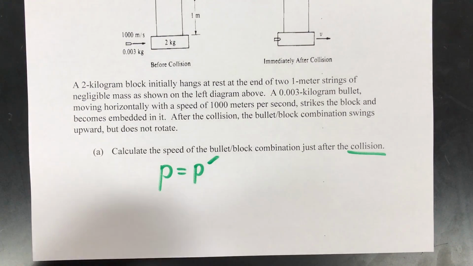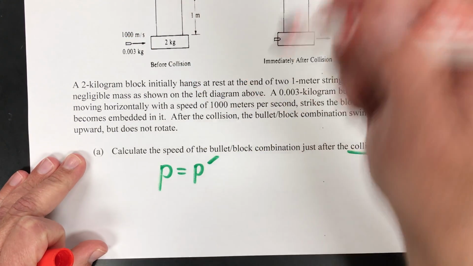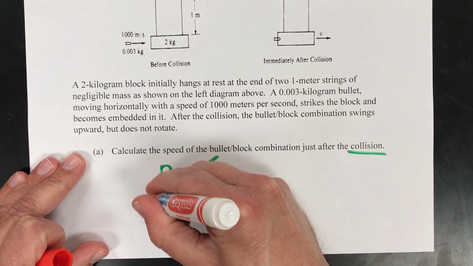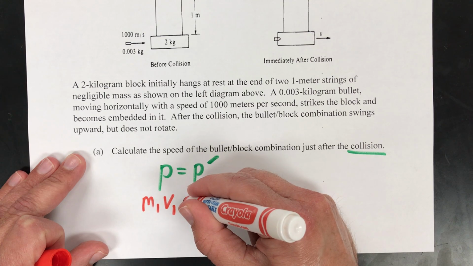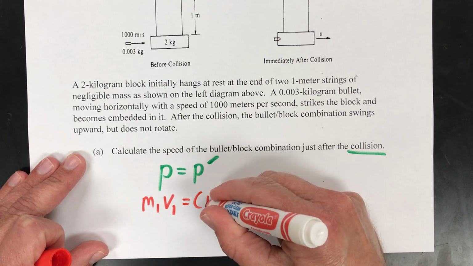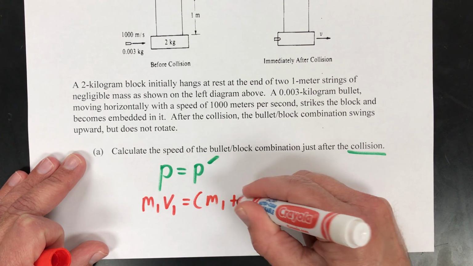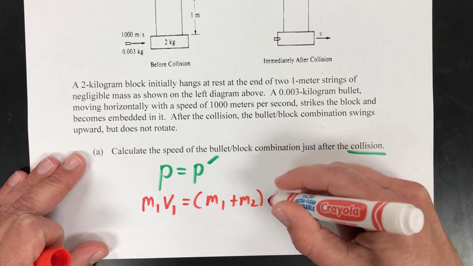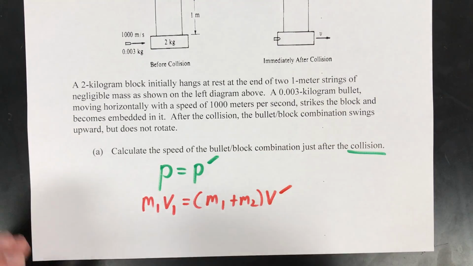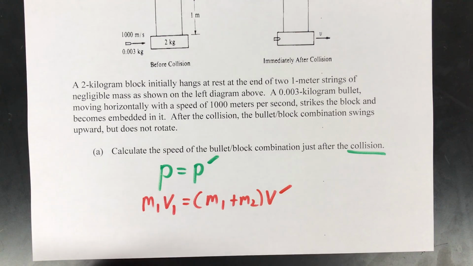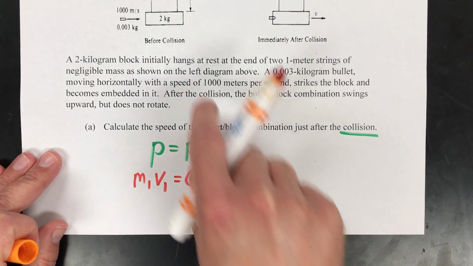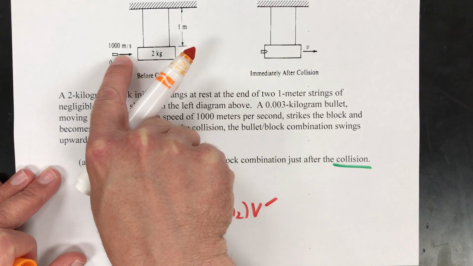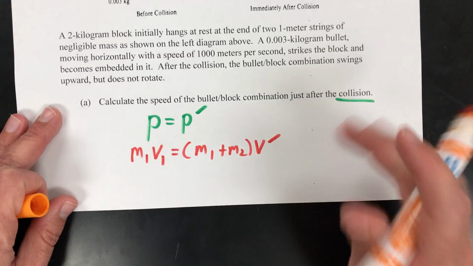Beforehand, we only have one object moving. I'll call the bullet object 1 and the block object 2. So beforehand, we have the mass of object 1, the bullet, times the velocity of object 1. And afterwards, they're going to have one combined mass. So that's the mass of object 1 plus the mass of object 2 times some velocity afterwards there. So now let's start to plug in some numbers. By the way, this is a perfectly inelastic collision since one becomes embedded in the other.